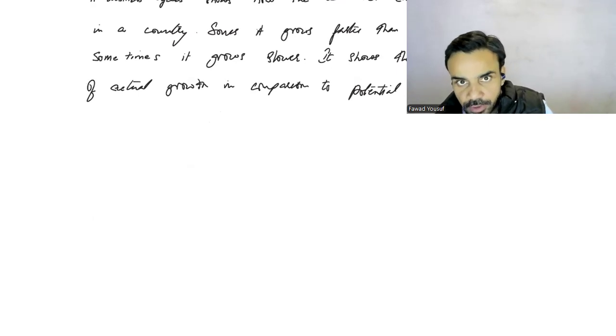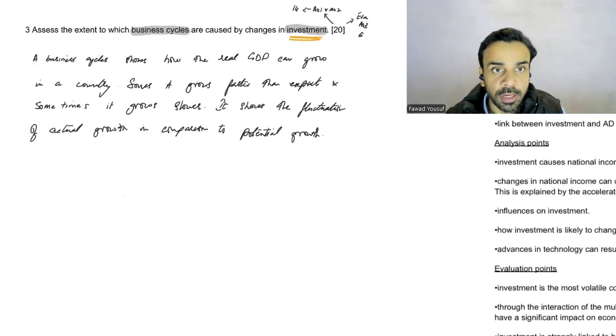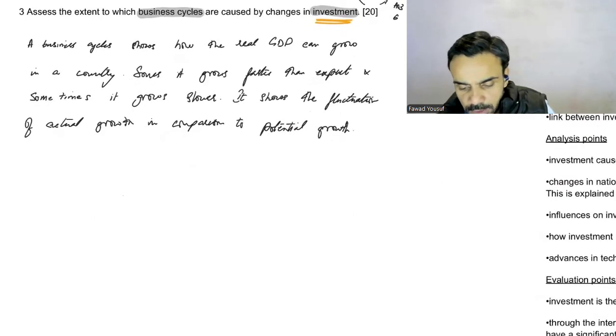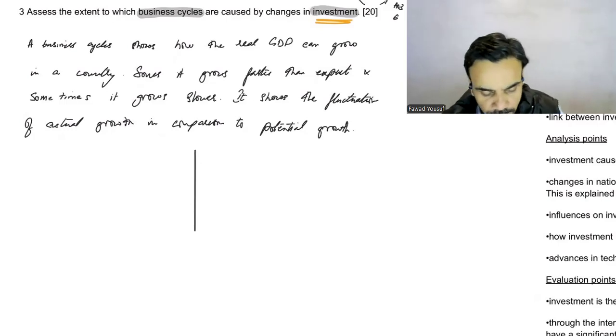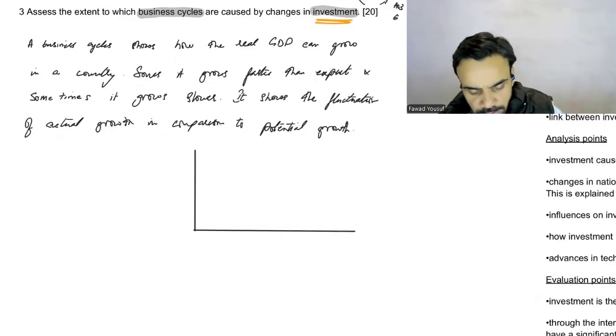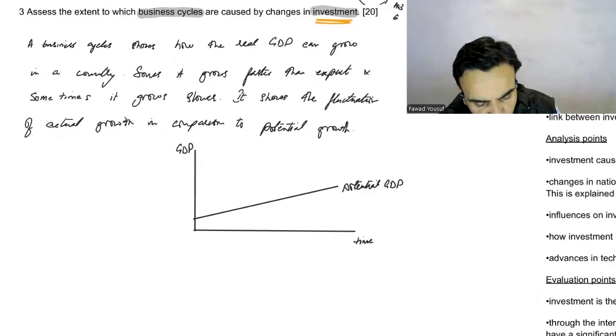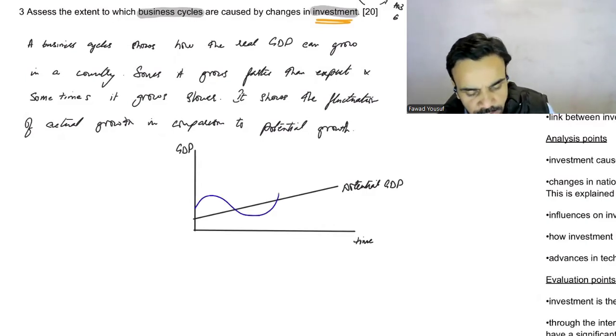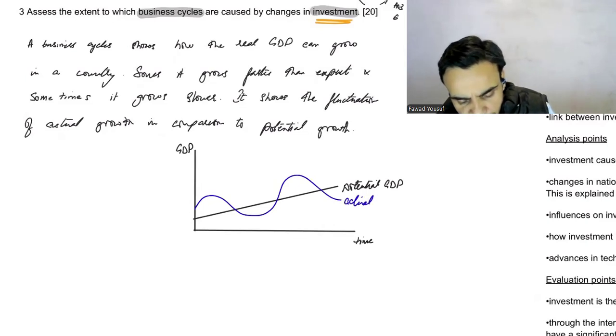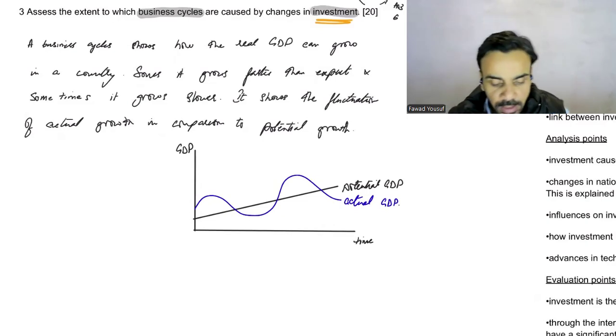So if I was to draw and show, this is what I would do for this. Something like this, and then you can show that this is the potential GDP, and with the passage of time, your GDP has cyclical moves, and that's your actual GDP. And to explain, we say that there are 4 phases to it.